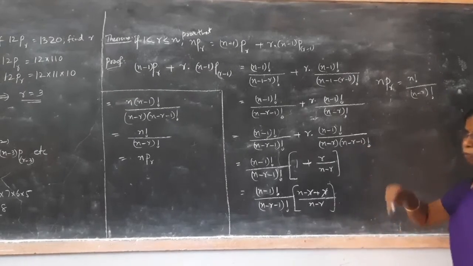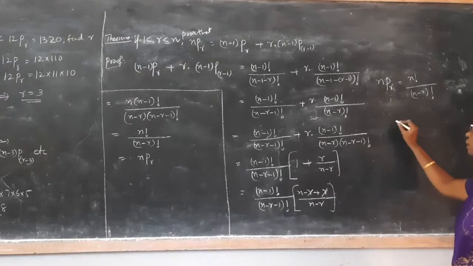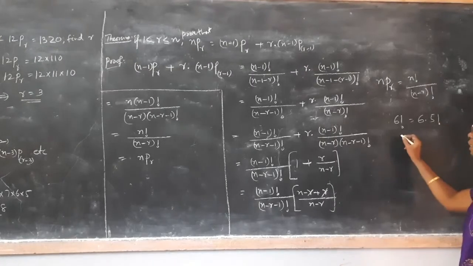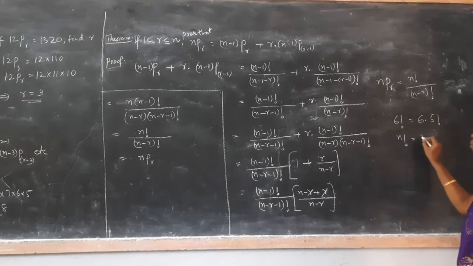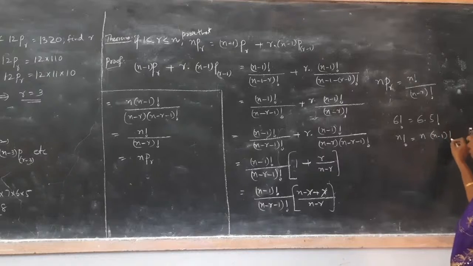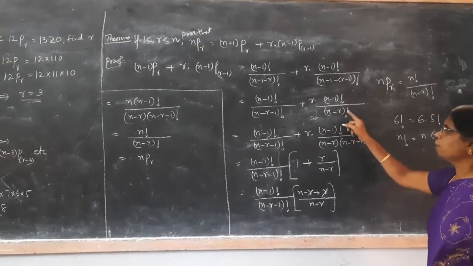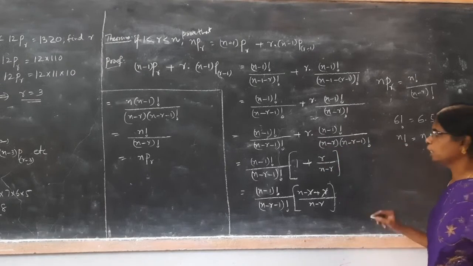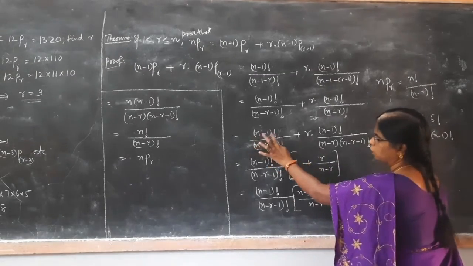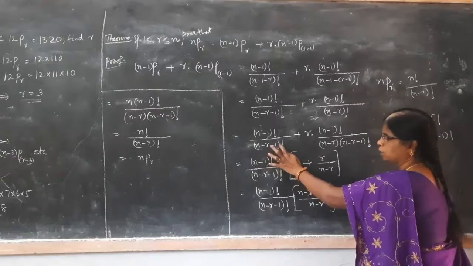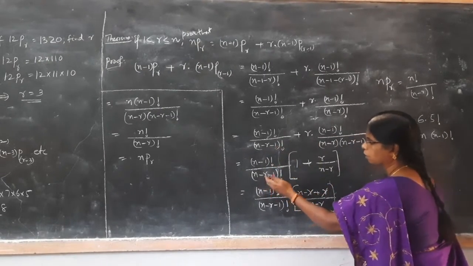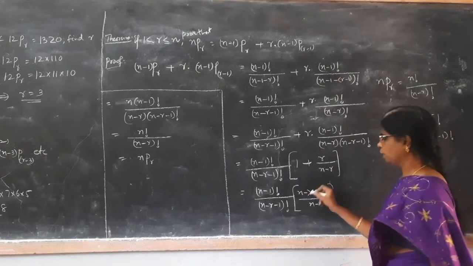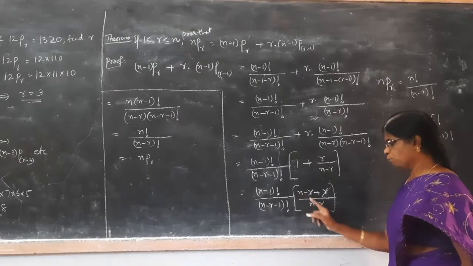We discussed previously, for example, 6 factorial is equal to 6 into 5 factorial. In general, n factorial is equal to n into (n minus 1) factorial. In a similar manner, (n minus r) factorial is (n minus r) into (n minus r minus 1) factorial. Now take the term (n minus 1) factorial by (n minus r minus 1) factorial as a common factor, and here is 1 plus r by (n minus r). Now take the LCM: n minus r plus r, where minus r and plus r get cancelled, we get n by (n minus r).